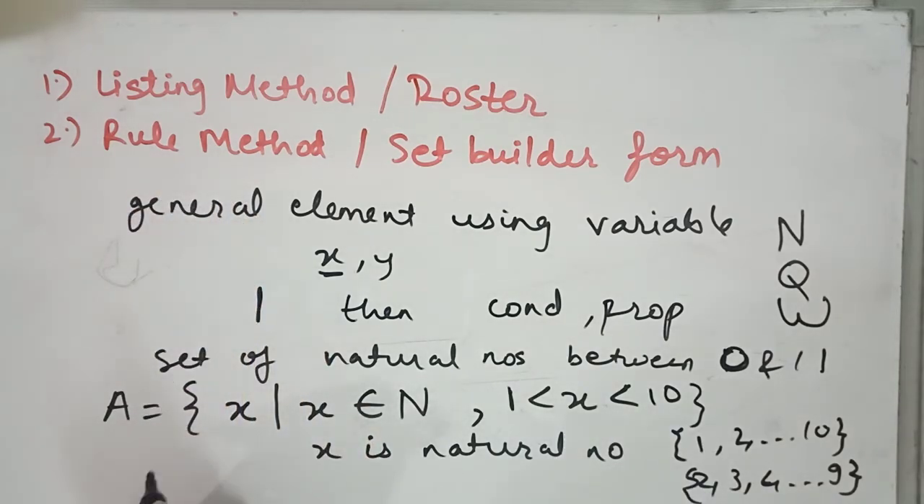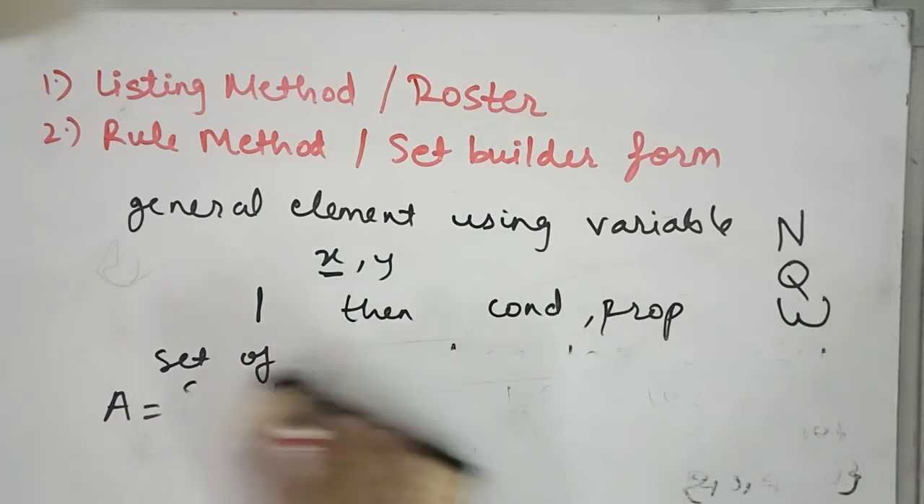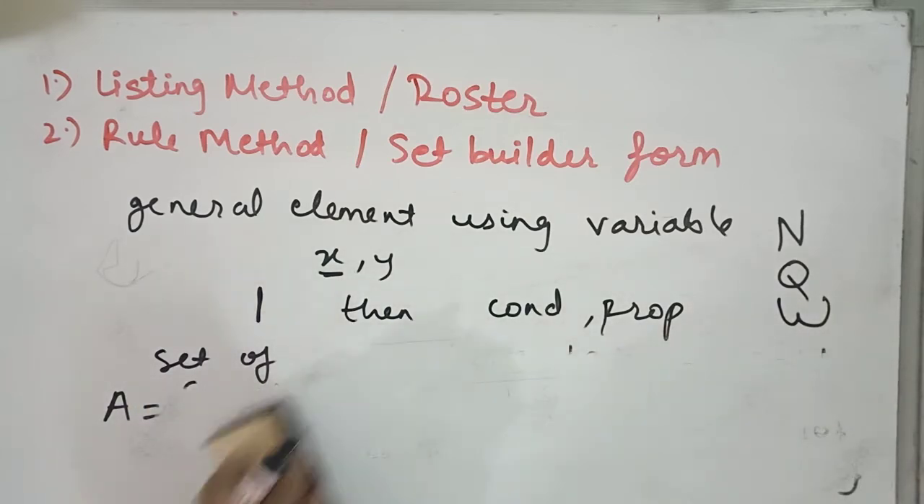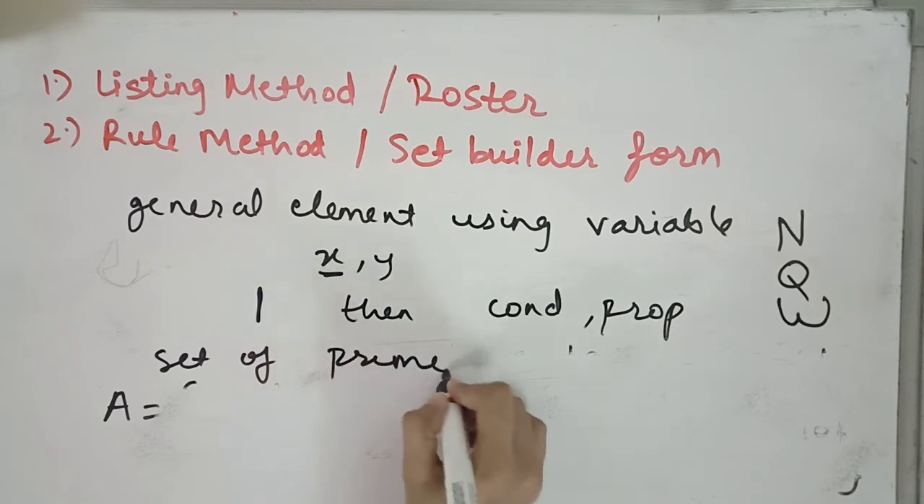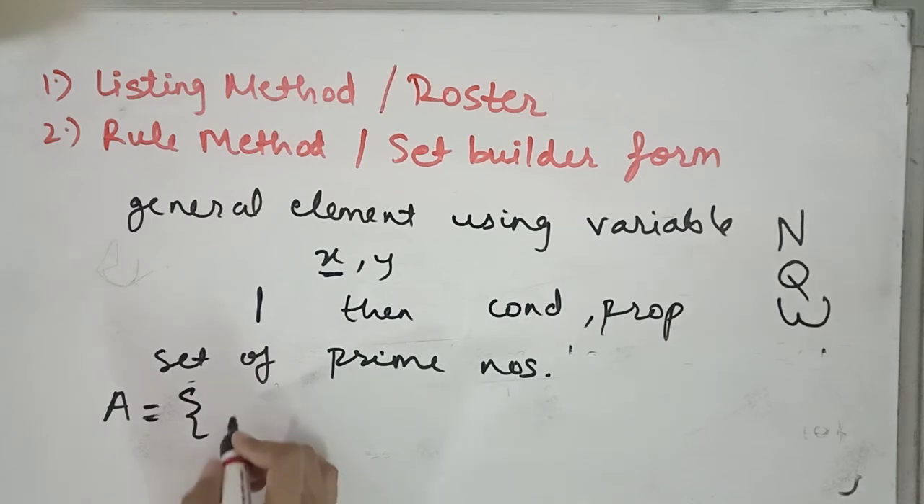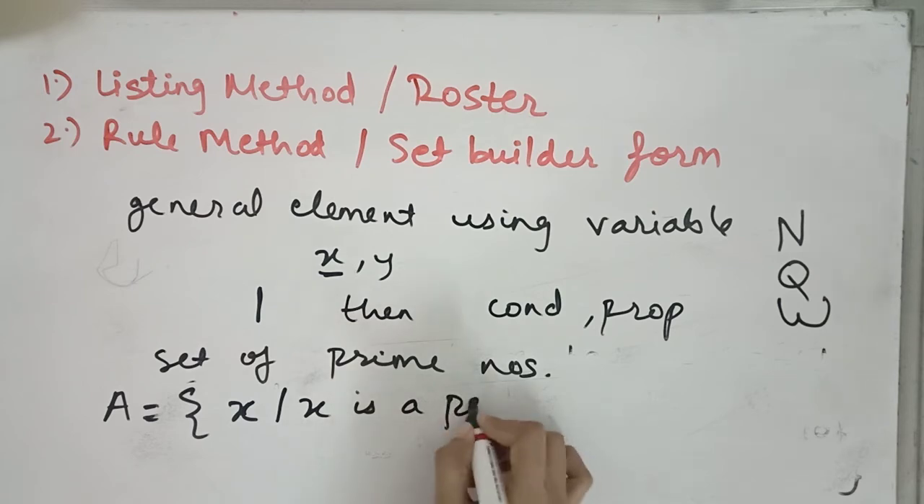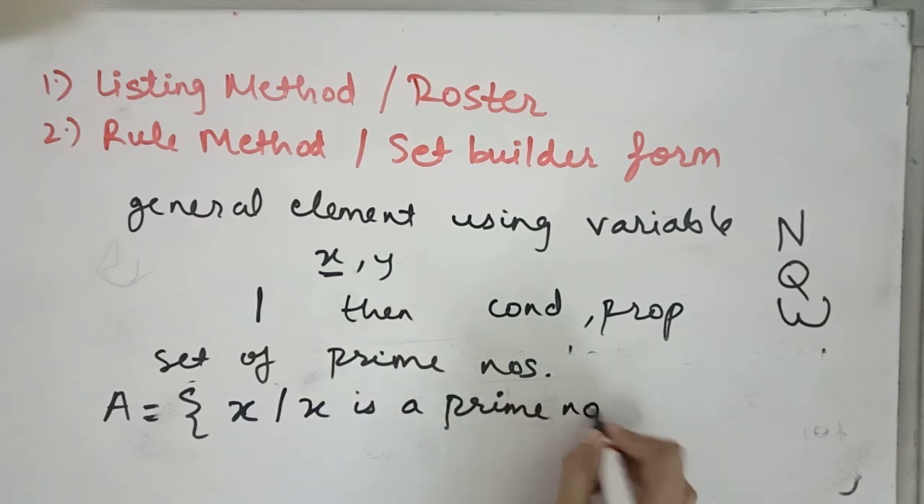We can see one more example, like the set of prime numbers. We will use the general element as x such that x is a prime number. We are not given any condition over here, so we will keep it as it is.